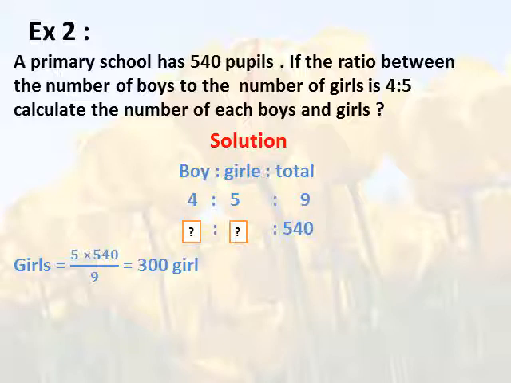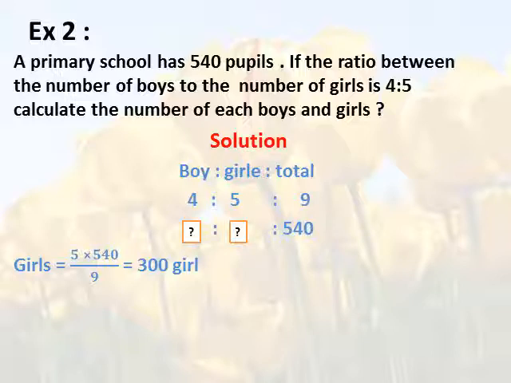Again, I will hide the first term, the term of boys, to get the number of girls. We will use cross multiplication to get the number of girls equals 5 times 540 over 9, equals 300 girls.